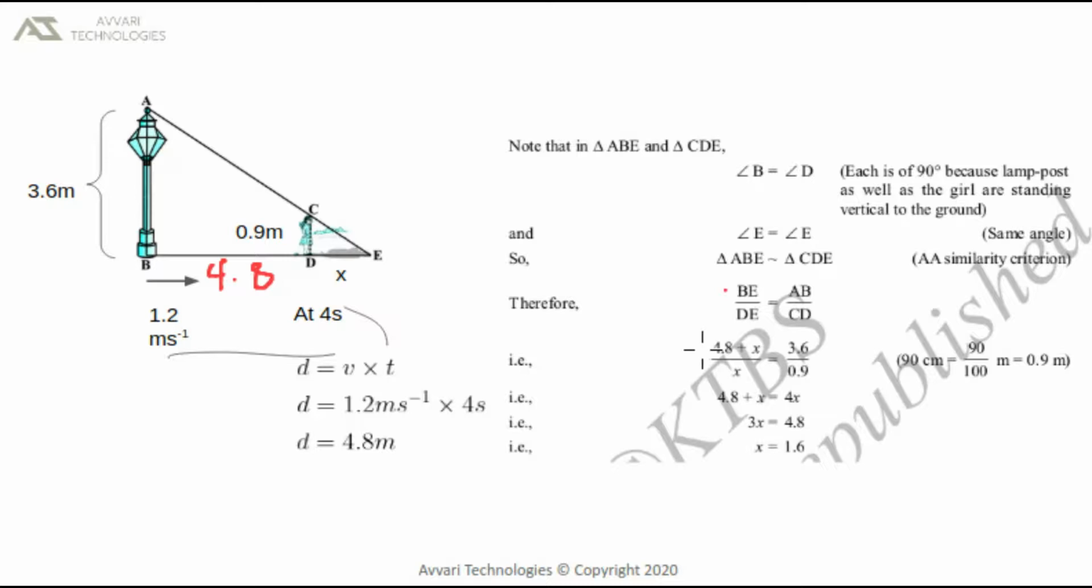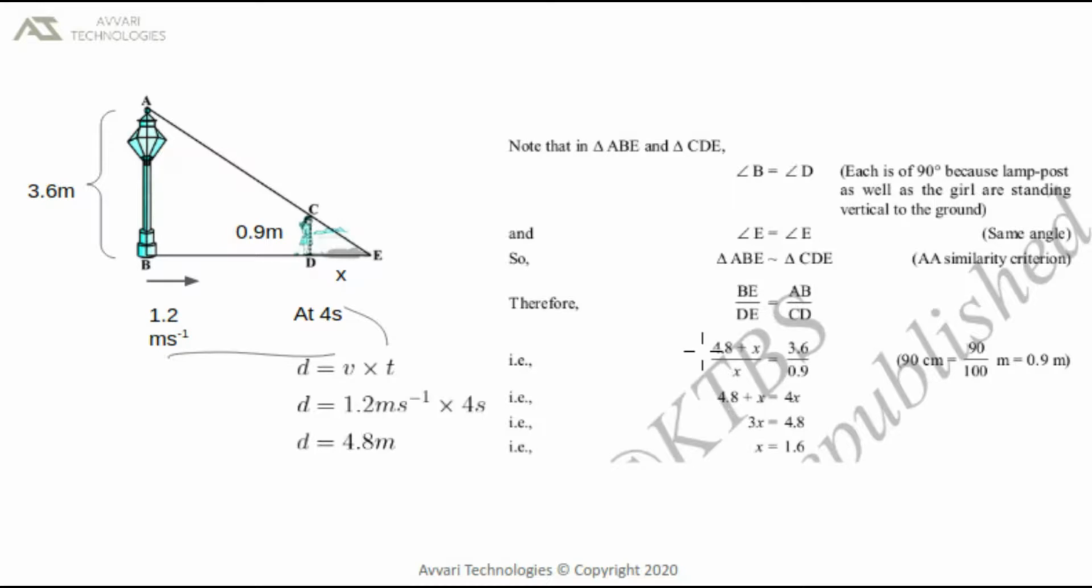BE is equal to 4.8 plus x, divided by the length of DE, that is x, which is equal to the length of AB, which is 3.6 meter, that is the length of the pole, and the length of CD is equal to the height of the girl, which is 0.9 meter.